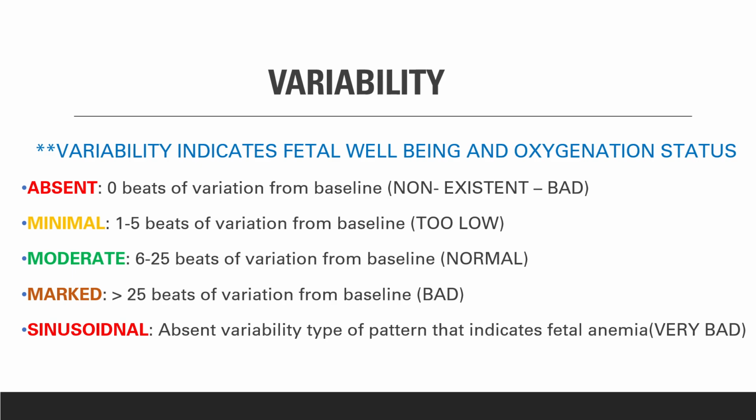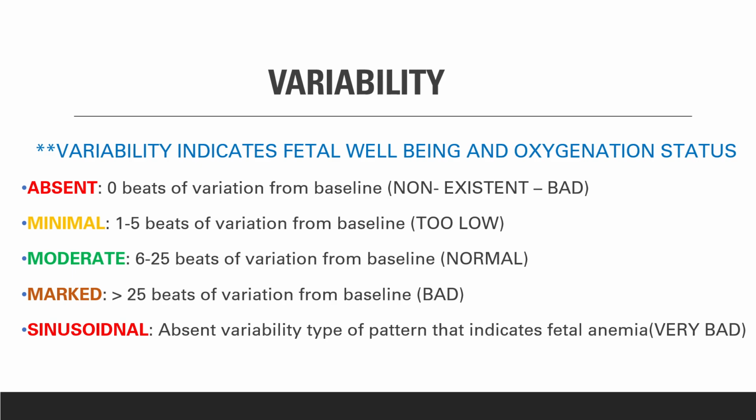All right, so let's talk about variability again. Variability indicates fetal well-being and oxygenation status. When we talk about variability, there are 5 types: absent, minimal, moderate, marked, and sinusoidal. For test-taking purposes, it's important to know these different types of variability. And we'll go into detail also about the fluctuation in the heartbeats and so forth.